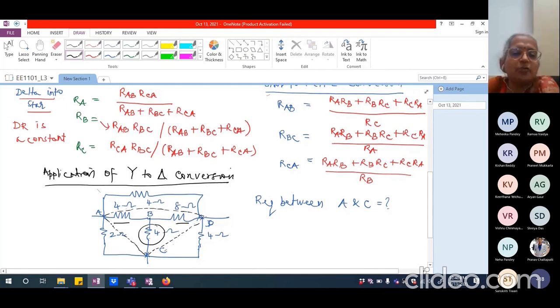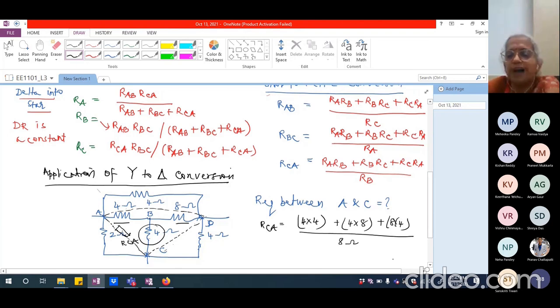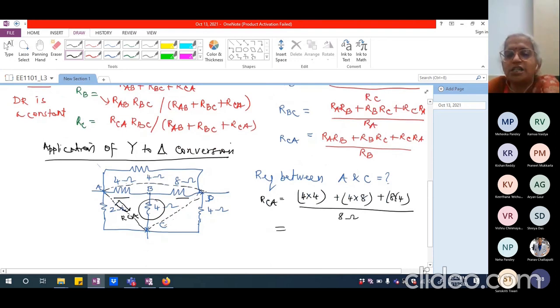Now, between A and C, whatever I'm getting, let me call that RCA. I should be able to write RCA using this expression: RARB plus RBRC plus RCRA. These are the three resistances I have. So I have 4 multiplied by 4 plus 4 multiplied by 8 plus 8 multiplied by 4. This is going to be the numerator, divided by the resistance other than these two, the third resistance, which is 8 ohm. So this is going to be my RCA, right? This is 4 times 4, 16, plus 4 times 8, 32, plus 8 times 4, 32, divided by 8 ohms. This is going to be RCA.